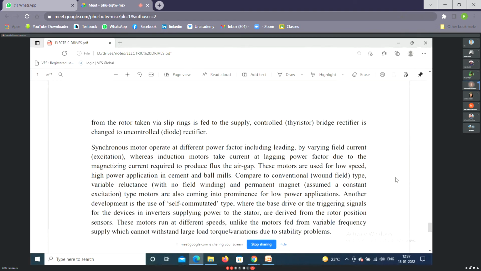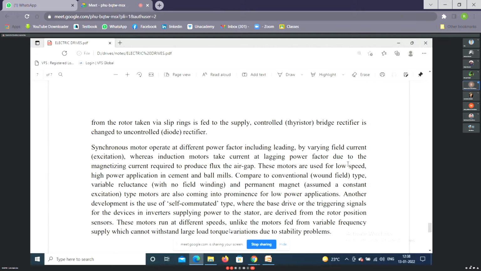Then the synchronous motor operates at different power factors. The synchronous motor's main advantage is that the power factor is controllable. That is, the induction motor, as the name suggests, will always run at a lagging power factor. But for the synchronous motor, we know that the power factor will depend on the field excitation. Whereas the induction motor takes current at lagging power factor due to the magnetizing current requirement.